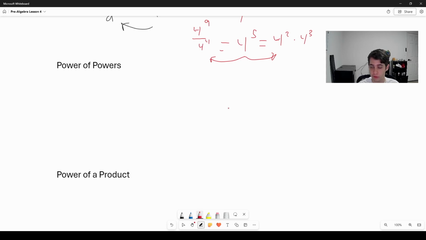Power of powers is a little bit different. The name kind of gives it away a little bit, but power of powers means we're taking an exponent and raising it to another power. So this would look something like, again with our a to the m power.